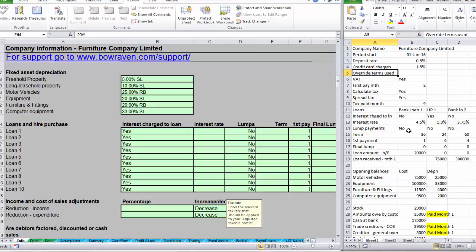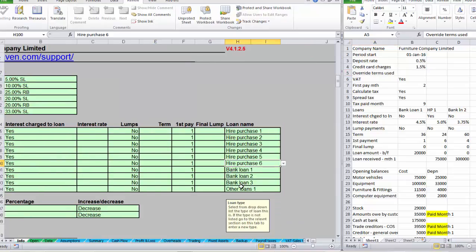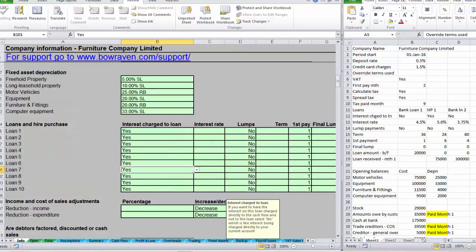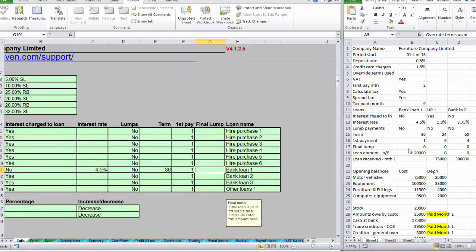So I've got 3 loans on this one. I've got a bank loan 1, which over here is bank loan 1, this one here. So interest charge to loan is no. So what that will do is it's as if it comes straight out of your bank account. The interest rate is 4.5%. Lump payments no. Term is 36. First payment is month 1. No final lump. And the amount, I will be putting that in my opening balances because that's brought forward.